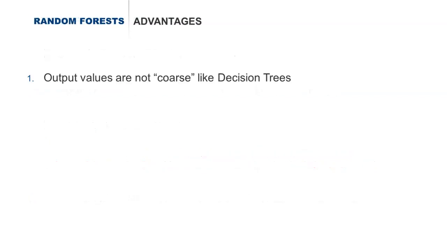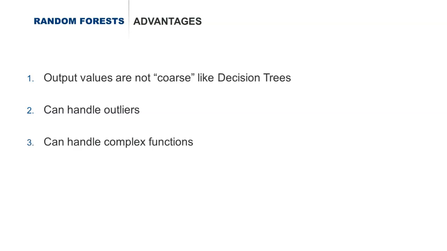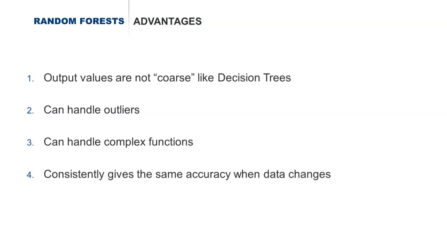So the advantage of the random forest is that it fixes the problem of the decision tree having coarse answers, and also that the tree is very sensitive. The random forest is not coarse and it's not sensitive, so it fixes those problems. It also does all the things that the tree does. It can handle outliers, handles complex functions, consistently gives the same accuracy. It's a very robust algorithm.